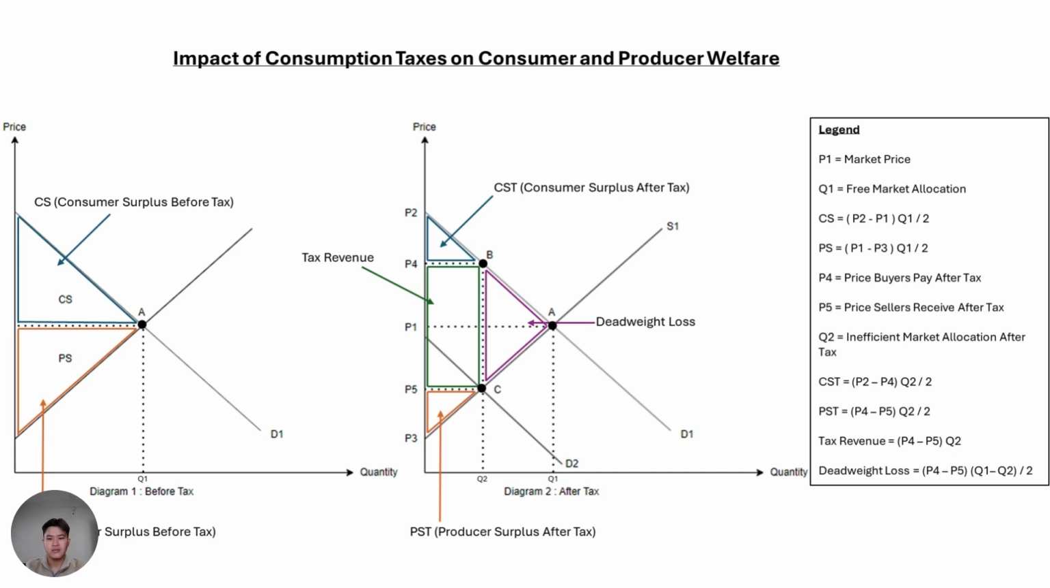It represents the benefit producers get from selling the good at a price higher than their minimum acceptable price. This is the most ideal scenario as there is no deadweight loss because every transaction benefits both the buyer and the seller. Consumers get more for less and producers earn more than the minimum they are willing to accept. Now, let's take a look at what happens when there is tax imposed. Diagram 2 on the right shows what happens when a consumption tax is introduced. The price paid by consumers increases from P1 to P2, while the price received by producers decreases from P1 to P3. This tax creates a wedge between what consumers pay and what producers receive, reducing both consumer and producer surplus.